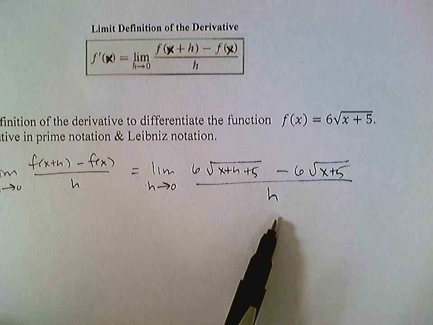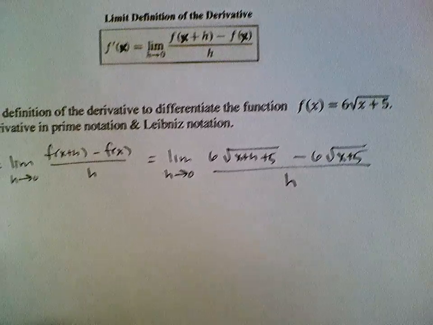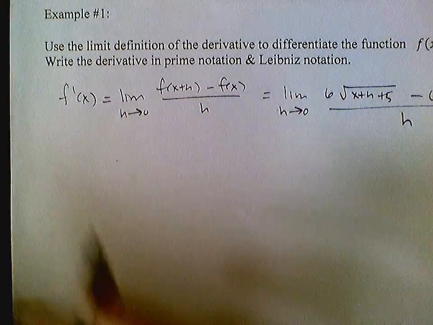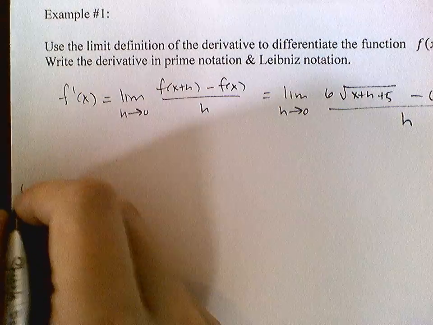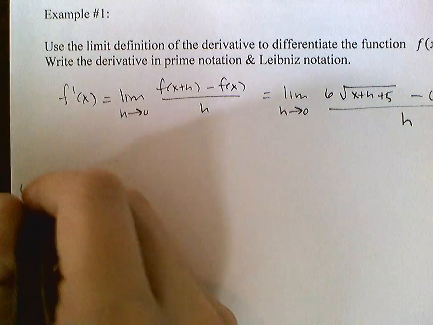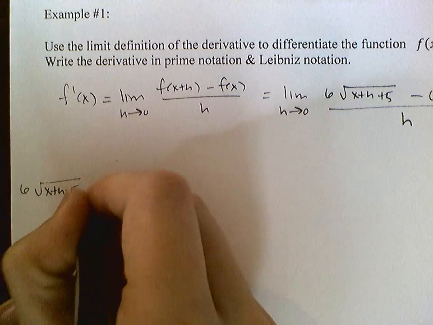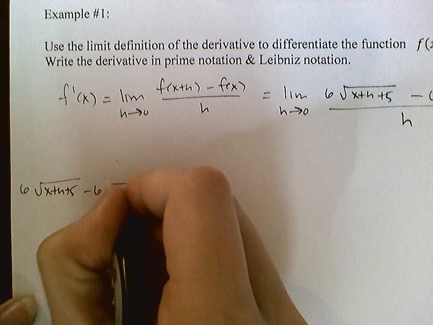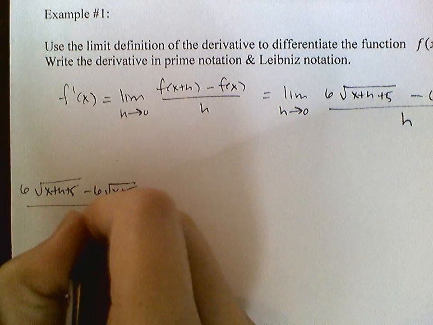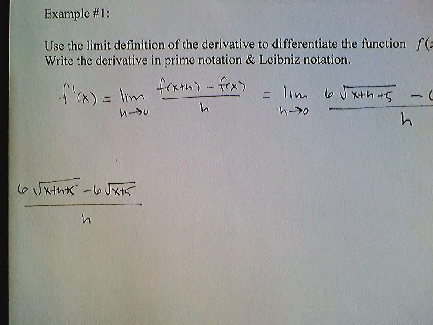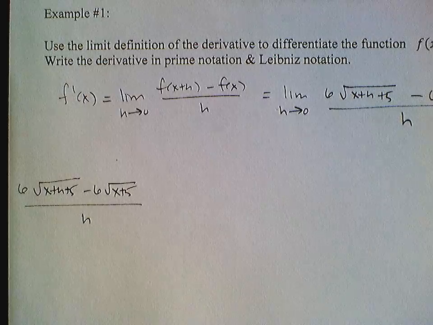No, that would make the denominator 0. So this is where, guys, I would take the expression that you're finding the limit of and go off in a margin: 6 radical x plus h plus 5 minus 6 radical x plus 5, over h. I'm going to try to simplify this so that I can actually use direct substitution on it.